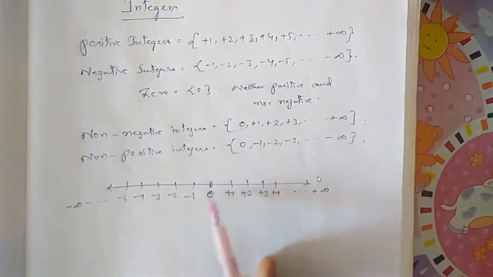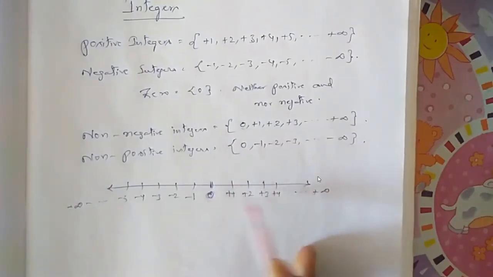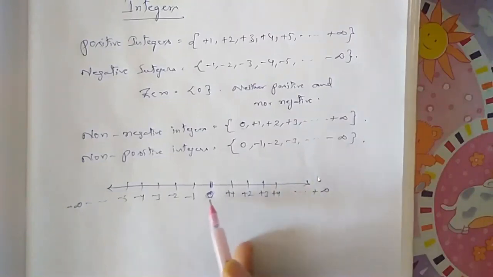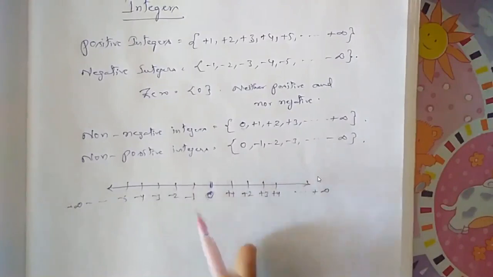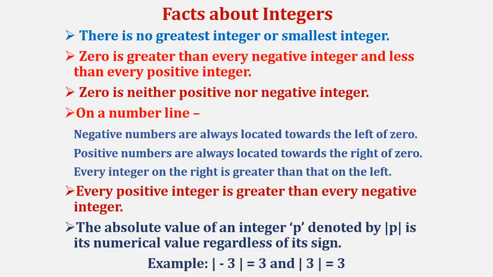the integers line. So the numbers which are to the right of the 0 are positive integers, the numbers which are to the left of the 0 are negative integers. All negative numbers are less than the 0 and all positive numbers are greater than the 0. So that is the second fact of the integers.